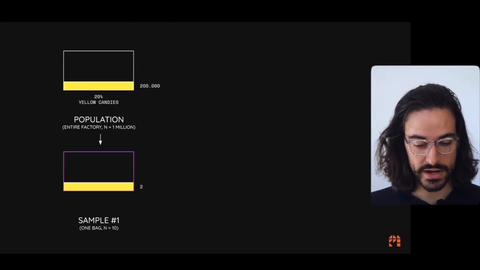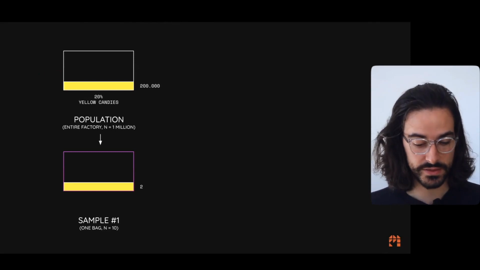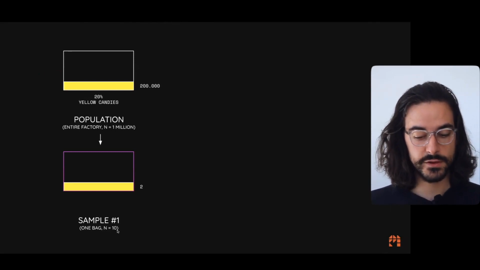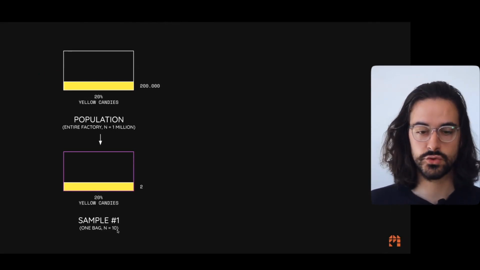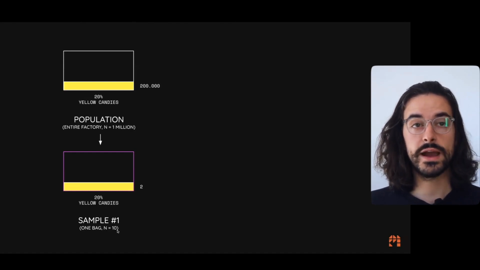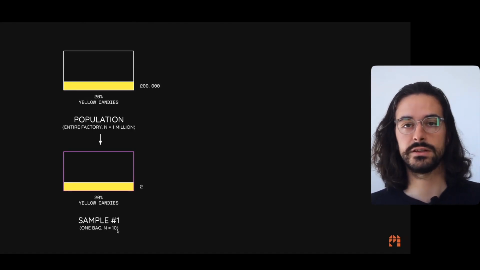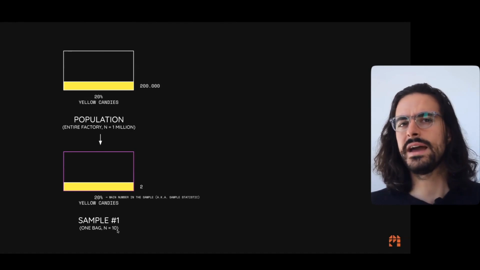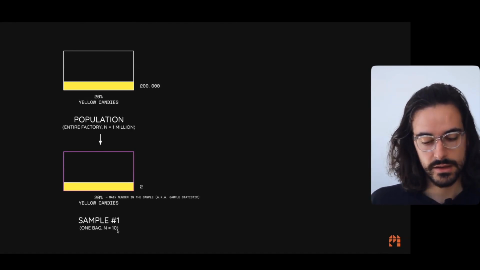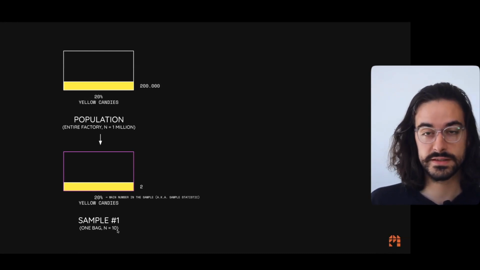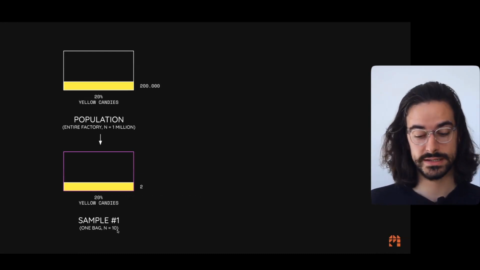So let's extract that sample. And it's a sample with 10 candies, as you can see here. And out of those 10 candies, 2 of those candies, that is 20% of those candies, are yellow. It's great. It's a sample that's very accurately representative of the population, which is something that happens not that often, but it does happen. And this is the main number in the sample, right? This is also known in the book as the sample statistic.